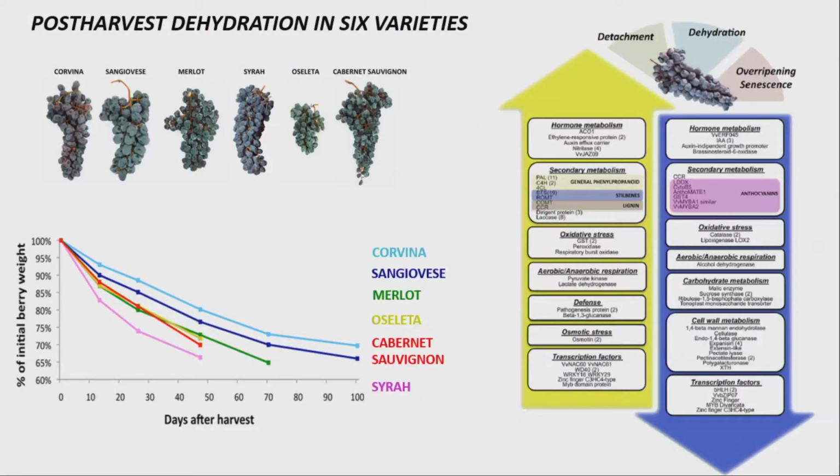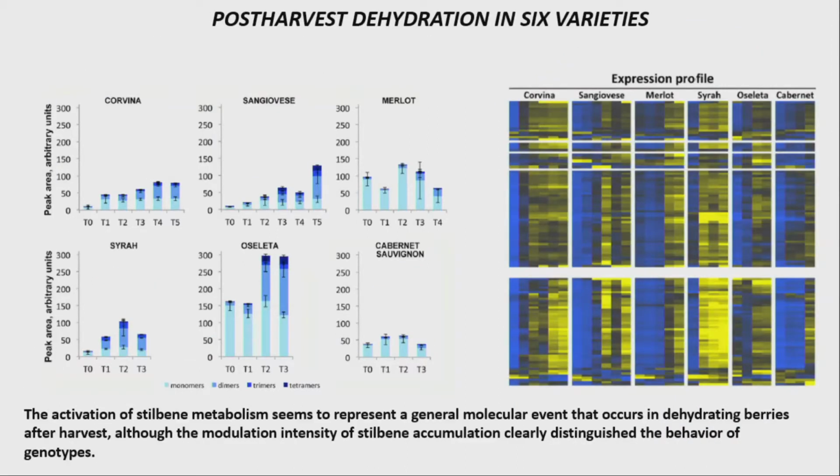And we also found genes that are commonly down, genes that are commonly switched off, so their activity is not important during this process. But simultaneously, we also found genes and metabolite accumulation that could characterize the different responses of the 6 genotypes analyzed.